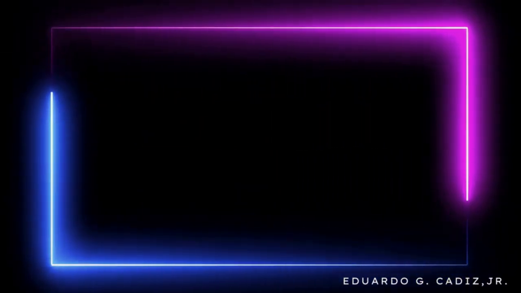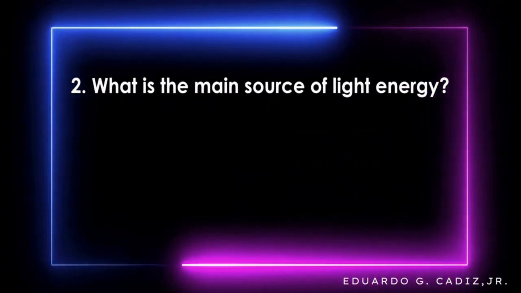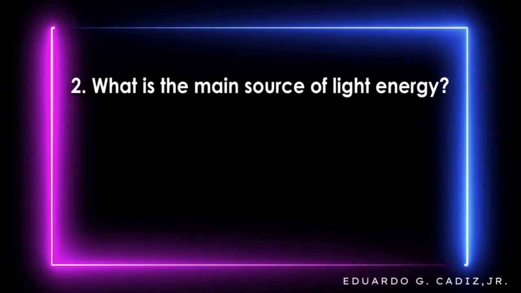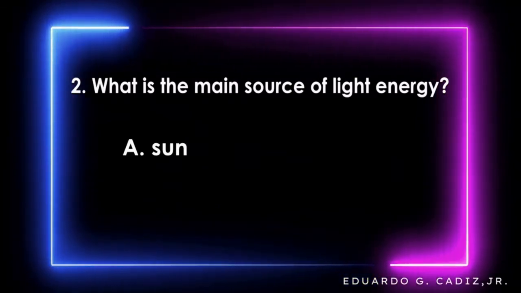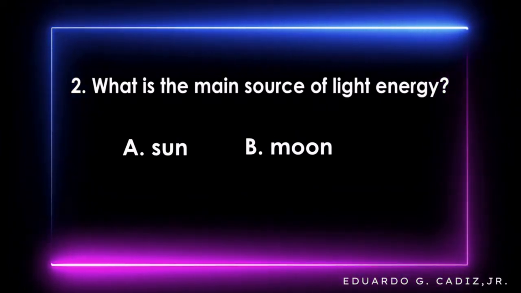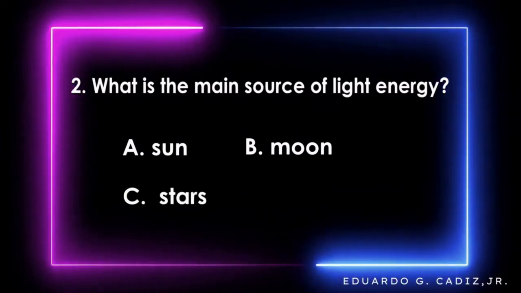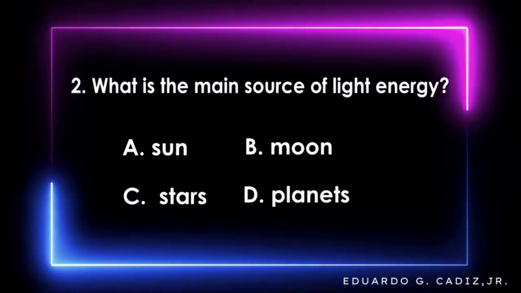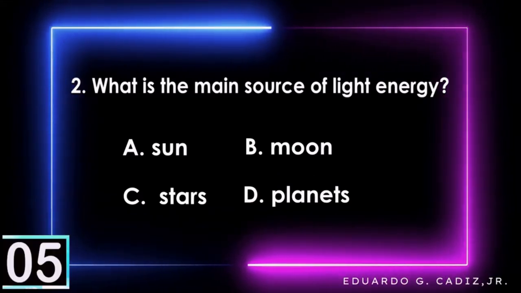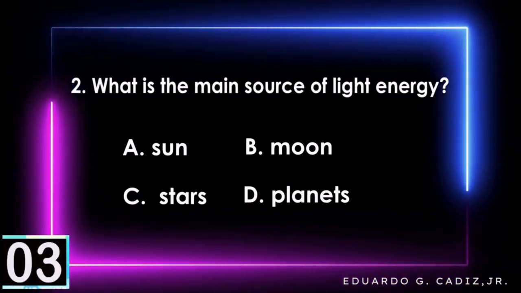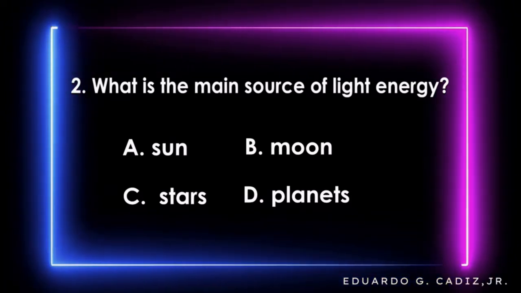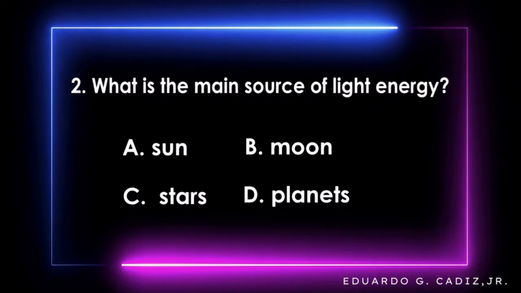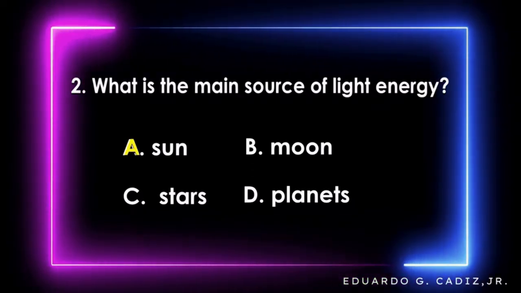Number 2. What is the main source of light energy? A. Sun, B. Moon, C. Stars, and letter D. Planets. Alright, so the correct answer is letter A. Very good!